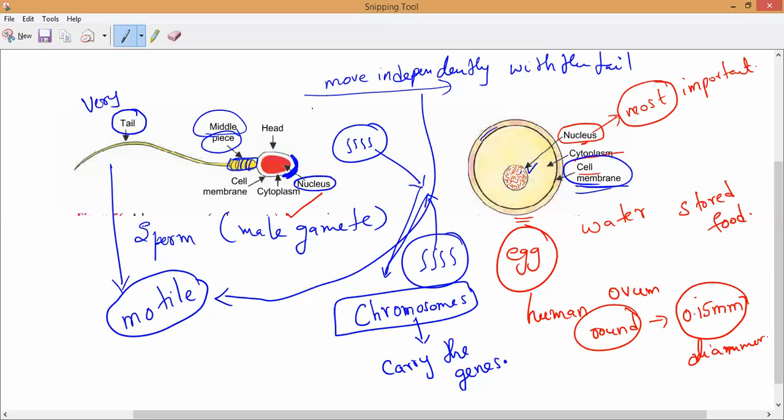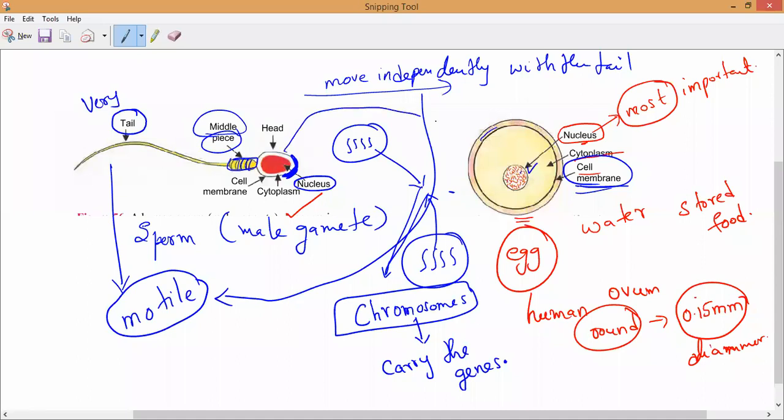So from this we can say sperms are the male gametes of animals, and ova or eggs are the female gametes of animals. Is it yes or no, guys? Please respond. Once the male gametes reach the female gametes, what will happen? A fusion of gametes takes place and they give a combined cell.